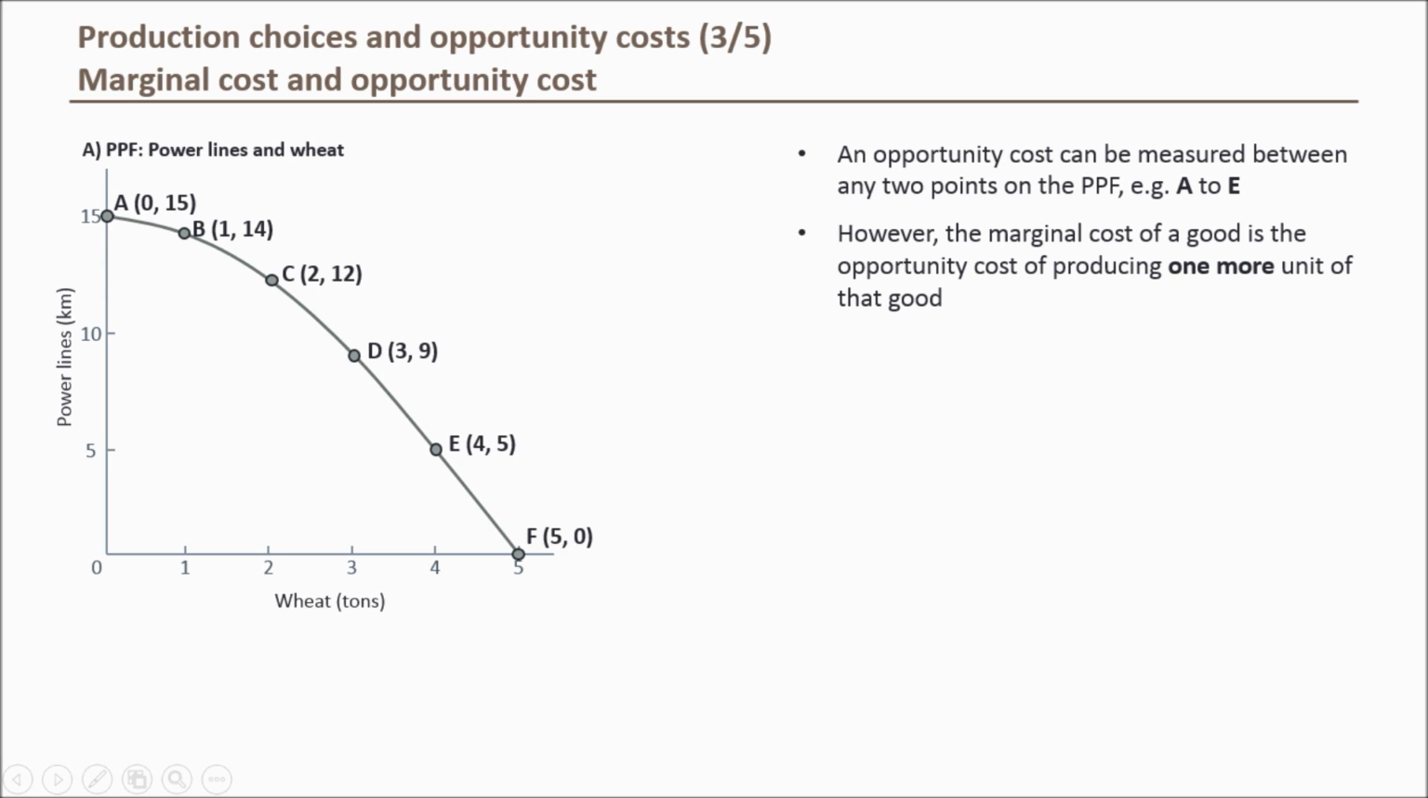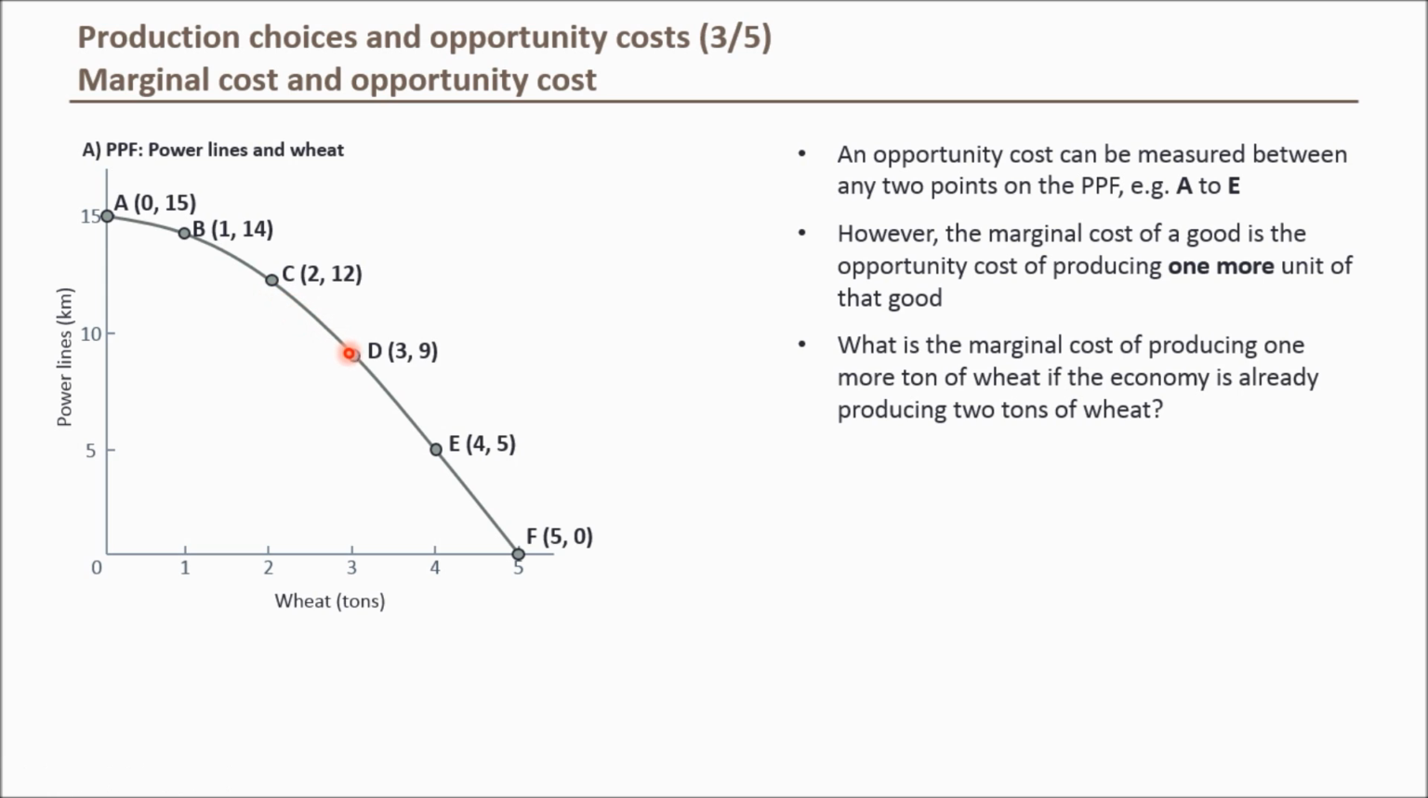Let's go through an example. Let's assume there's a change in production from point C to point D in figure A, which is the PPF of our simple two-good economy. In order to calculate the marginal cost of an additional ton of wheat at point C, we need to measure the opportunity cost of this 1 unit increase in wheat production. This reallocation of production represents a fall in the output of power lines equal to 3 kilometers in order to produce the extra ton of wheat. Therefore, the marginal cost of an extra ton of wheat when the economy is producing 2 tons of wheat is 3 kilometers of power lines.